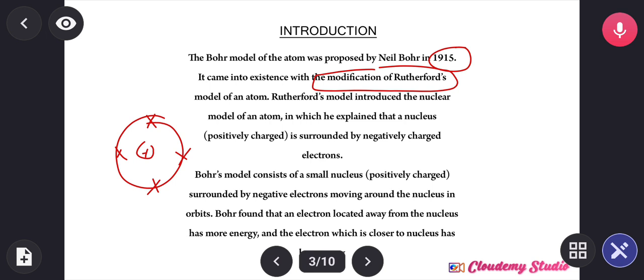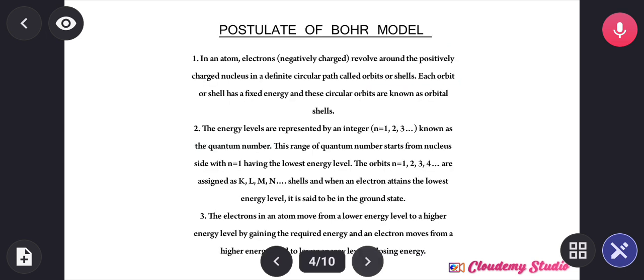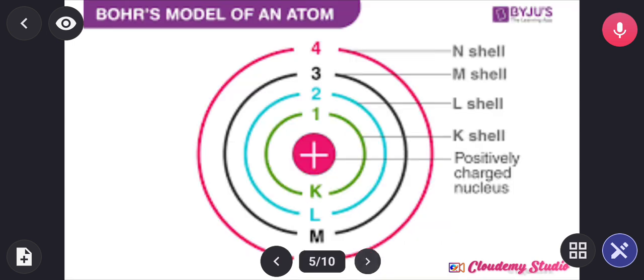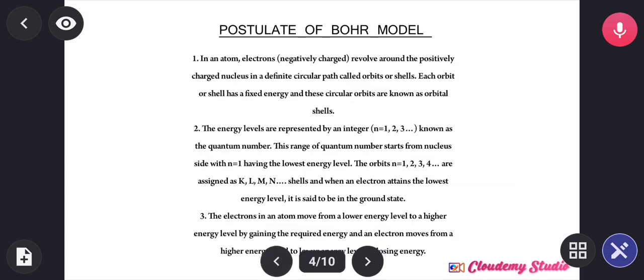But what is the postulate of Bohr's atomic model? The postulate of the Bohr atomic model is what you are seeing on the screen right now. I'll be explaining with a particular image so that you can visualize what the Bohr atomic model is all about. This is based on the energy level. It says in an atom, electrons, which are negatively charged, revolve around the positively charged nucleus in a definite circular path called orbit or shells. And each orbit has a fixed energy.